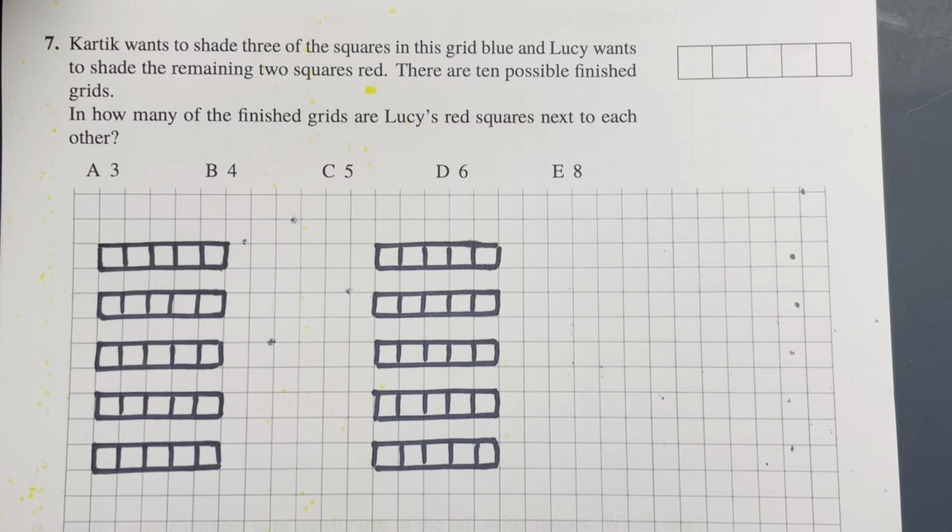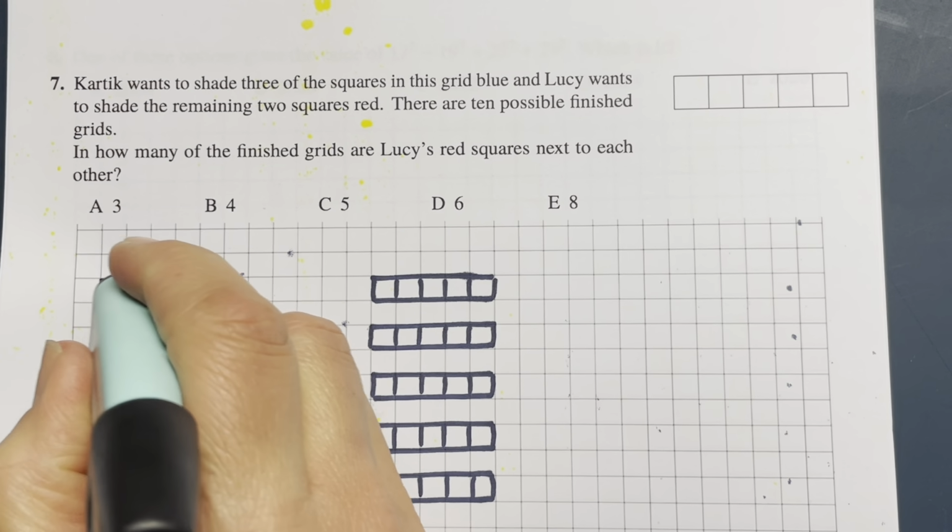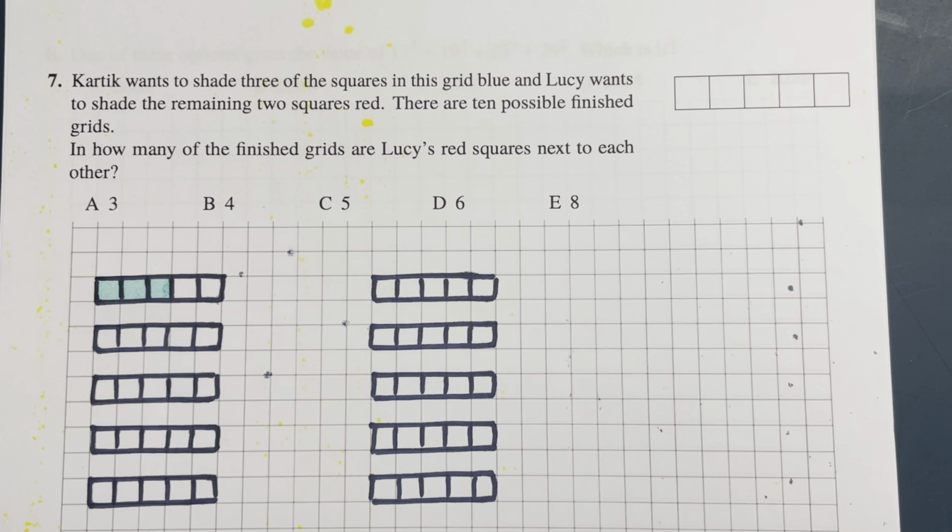Question 7. All right, we are told that there are 10 possible finished grids. And we want to see how many of the finished grids have 2 red squares next to each other. So I don't have the right colour pens here, rather annoyingly. So we'll just improvise. So anyway, we've got a combination where we've got 3 blue and 2 red.